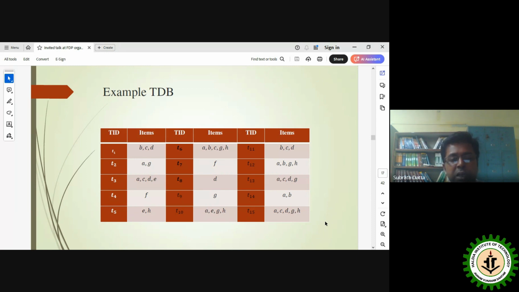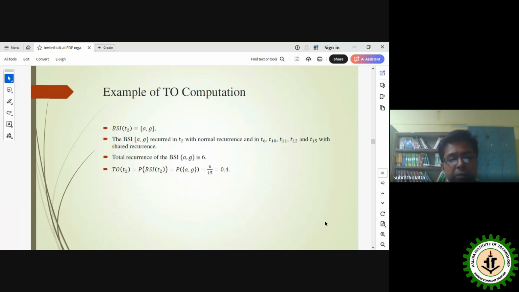From here we get a concept of the portion, that is, the occupancy of AG in the different transactions where we find AG. That is what we calculated here. In T2, AG is the complete set, and in T6, T10, T11, T12 and T15 it occurred on a shared basis, that is, along with other items or places. So the total recurrence of BSI AG is 6. Why 6? Because in 6 transactions the BSI of T2 has occurred. That means we found BSI of AG in 6 transactions.